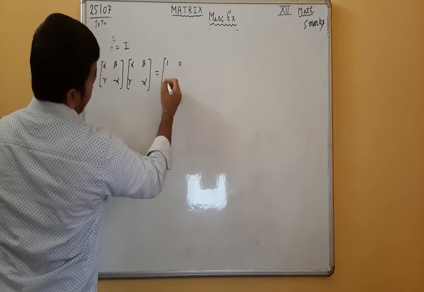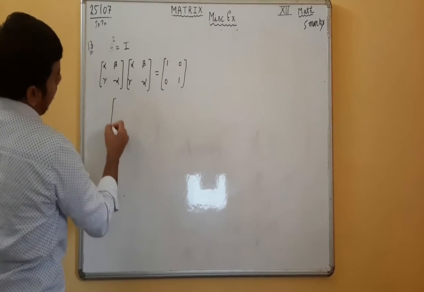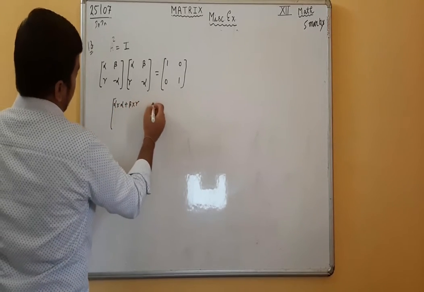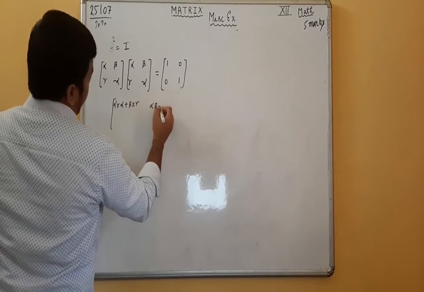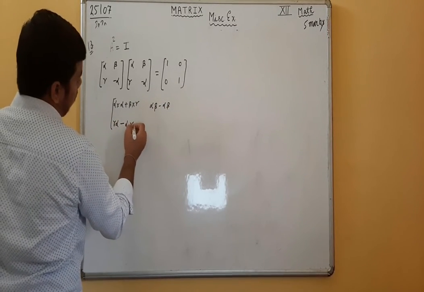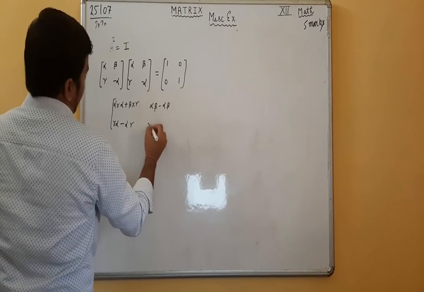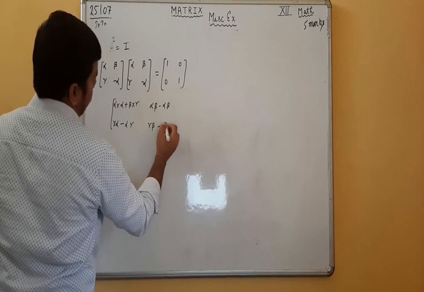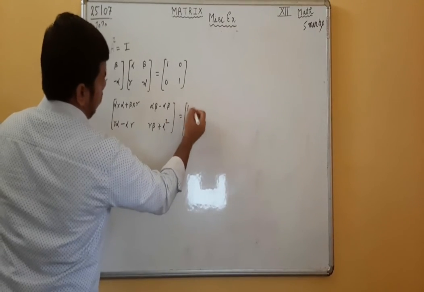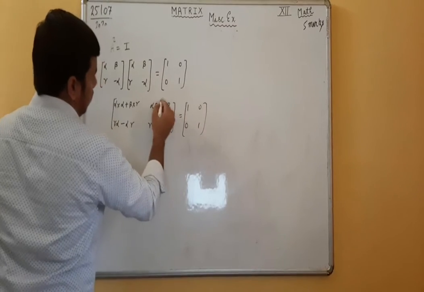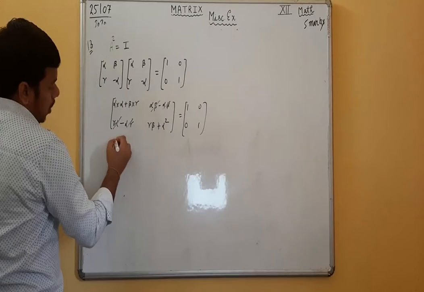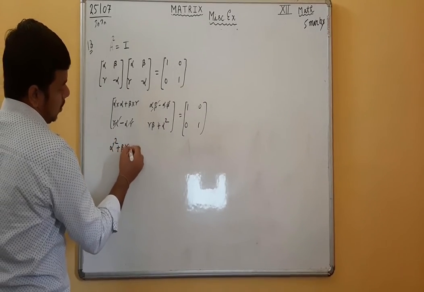1 0 0 1. Let us multiply alpha into alpha plus beta into gamma. Alpha into beta minus alpha into beta. Gamma into alpha minus alpha into gamma. Gamma into beta minus alpha square plus alpha square is equal to 1 0 0 1. Right? This is cancelled out by this. This is cancelled out by this.